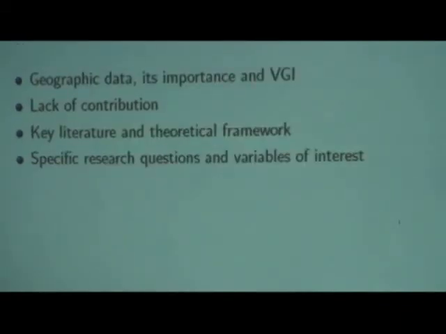And so, in summary, I spoke to you a little bit about geographic data, its importance, and VGI, the lack of contribution to VGI in Trinidad and Tobago and wider in the Caribbean, some key literature, the theoretical framework based on this key literature, and then the specific research questions of my project and variables of interest.